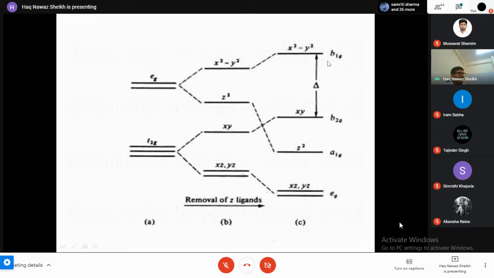Suppose you have a nickel complex, nickel hexacyano complex, forming a square planar complex. So 8 electrons are to be accommodated. 4 of them will go here, 2 of them will go here, so that is 6, and the next 2 will go here, that is 8, and this orbital will remain empty because delta is huge as compared to the pairing energy. That happens in the case of square planar geometry.